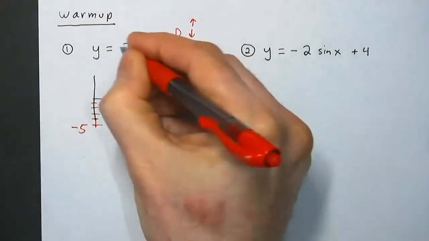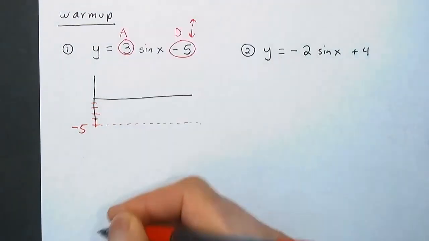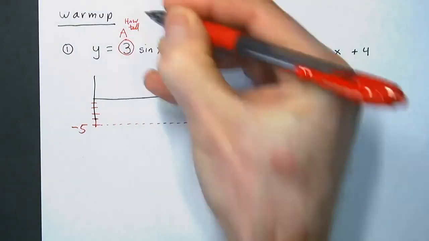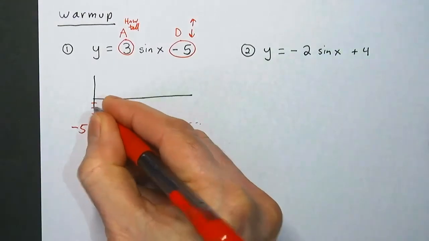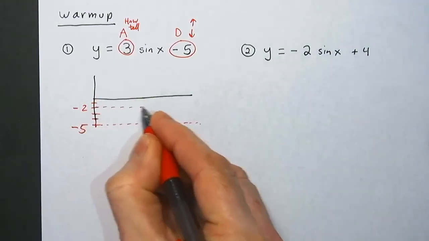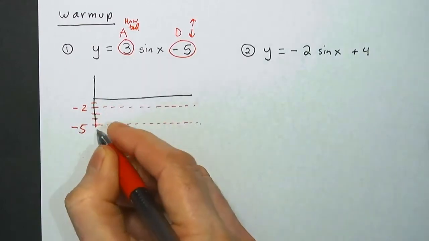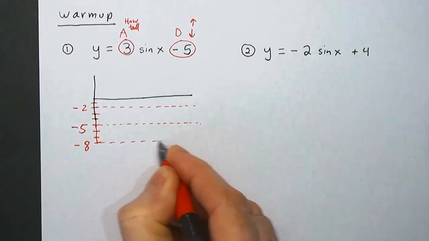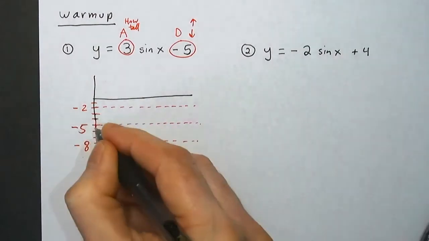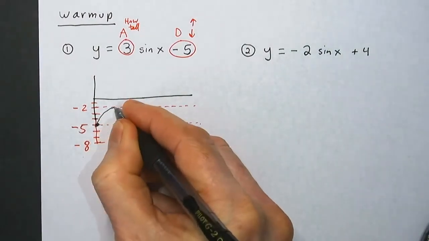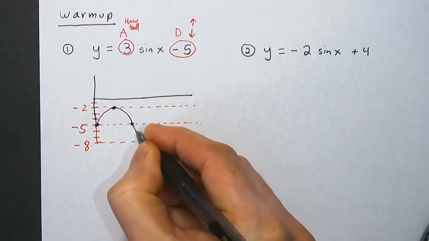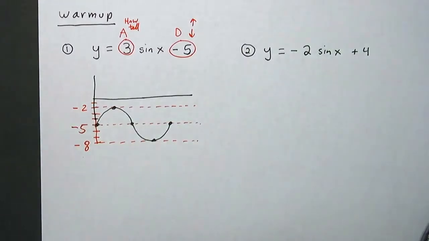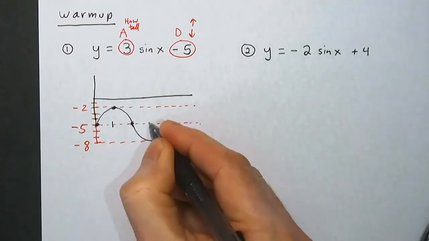And now I look at this piece. This is A. This is the amplitude. This is how tall. So it's going to go up 3 spots. So 1, 2, 3. That's -2. I can put a little dash line there. And we'll go 3 below. 1, 2, 3. That'd be -8. Put a little dash line. Now I can fit in my graph. When we start at 0, we go up, back to 0, down, back to 0. And that's my graph.